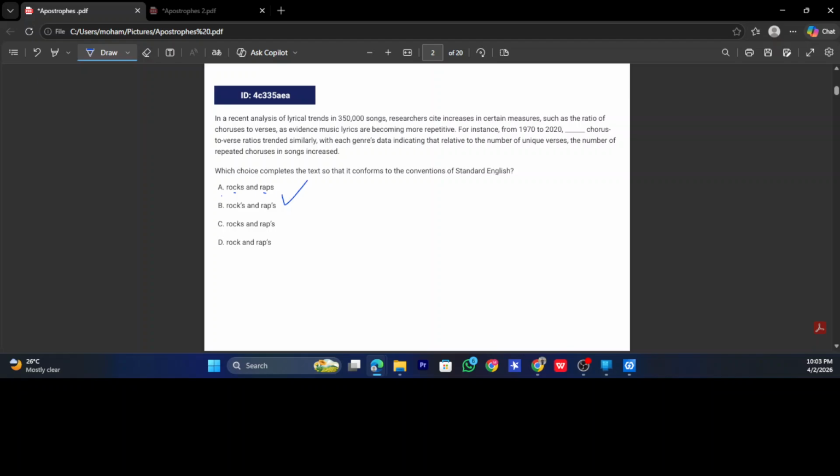So C is also incorrect because the context requires the singular possessive noun rock's, apostrophe s, and not the plural noun rocks. D is also incorrect because the context requires the singular possessive noun rock's, not the singular noun rock. Okay, so B is the only correct answer.